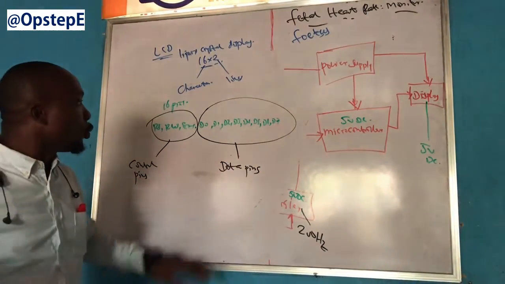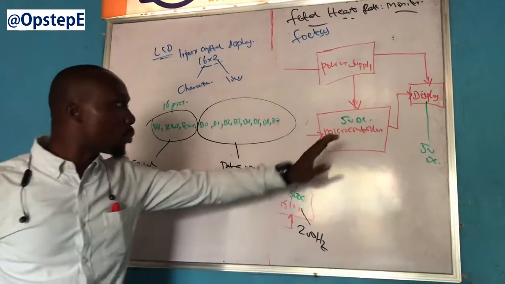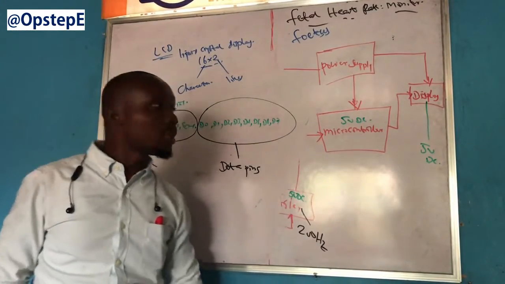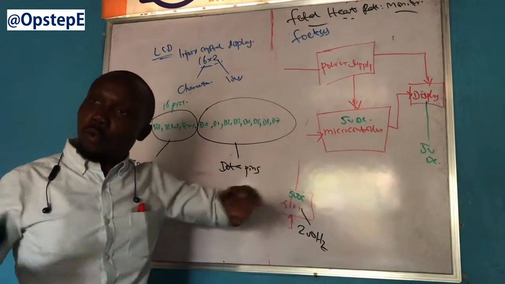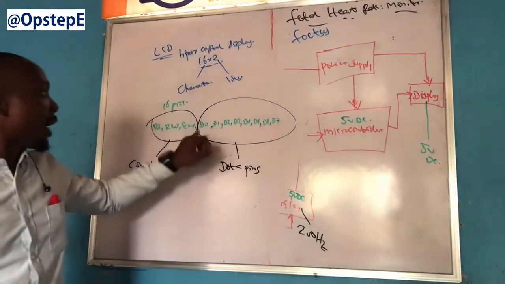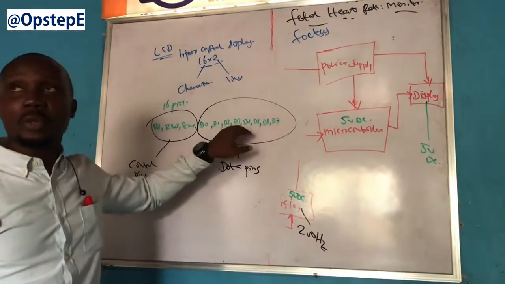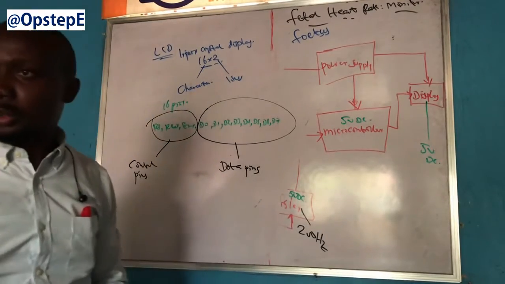Now, for you to actually use the data pins, you are going to need 8 lines from your microcontroller, which means each of these D0 to D7 will connect to the microcontroller. 8 lines will go from your LCD to your microcontroller for it to display. But that's too much.